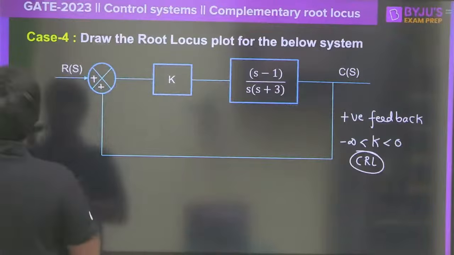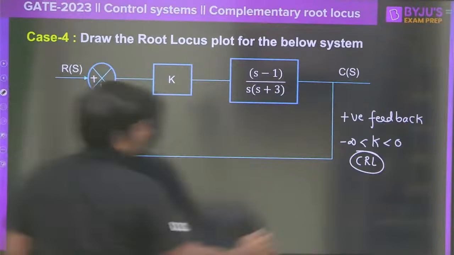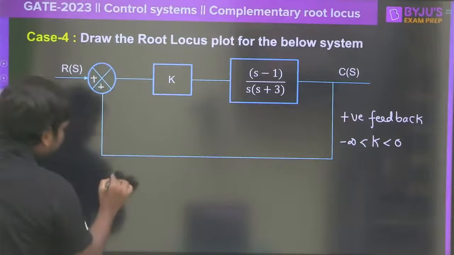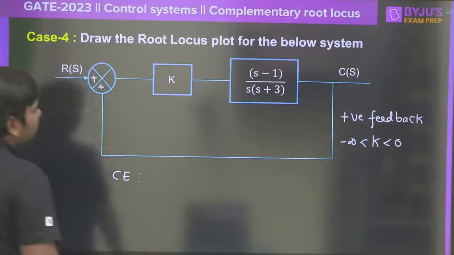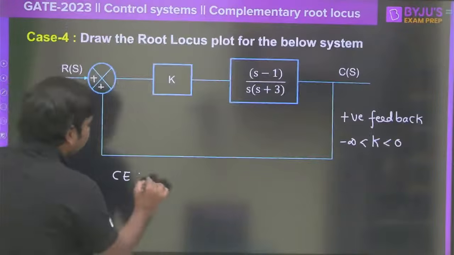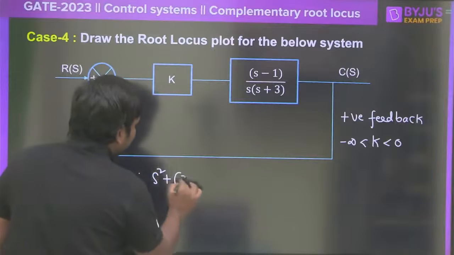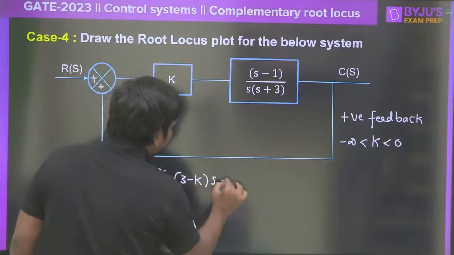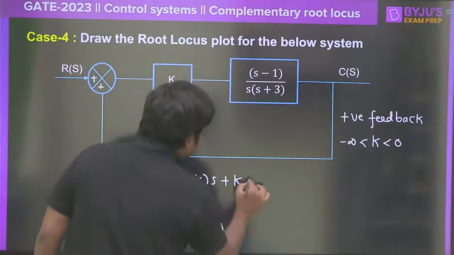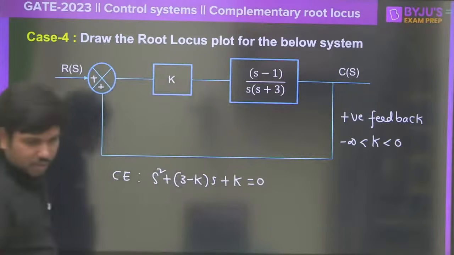So let me go with this, and first of all, write the characteristic equation once again. What is going to happen? Same as what we got here: s square plus (3 minus k) into s. Of course, here what will we have? It will be k only. So it is plus k equal to 0. Same characteristic equation you will be getting here now.